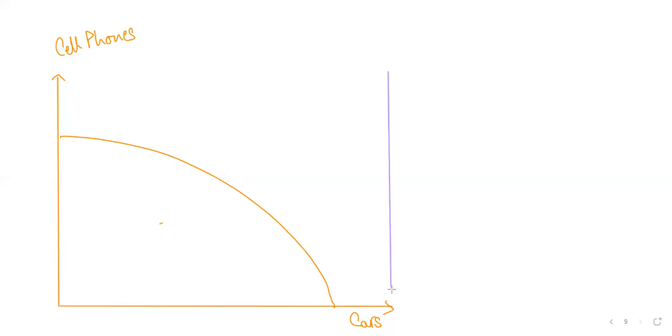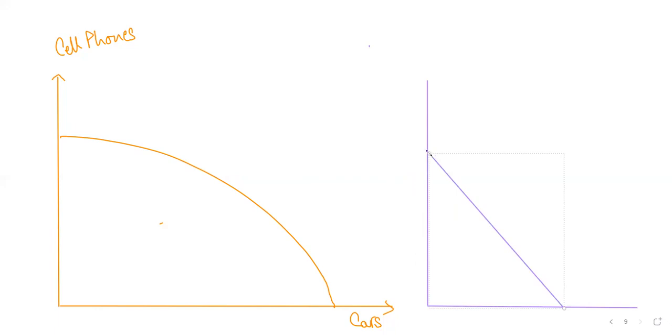But another form or shape of PPC can be a straight down sloping line, right? Another possible shape that PPC can take is a straight down sloping line. Now there's a slight difference between these two types of PPC. Let me explain what the difference is. Think about it. If I have to write cars, and let's make it more clear.